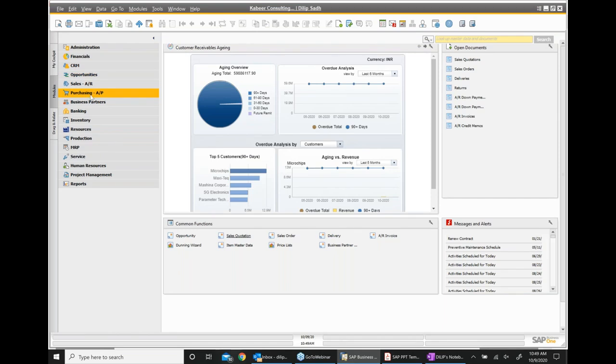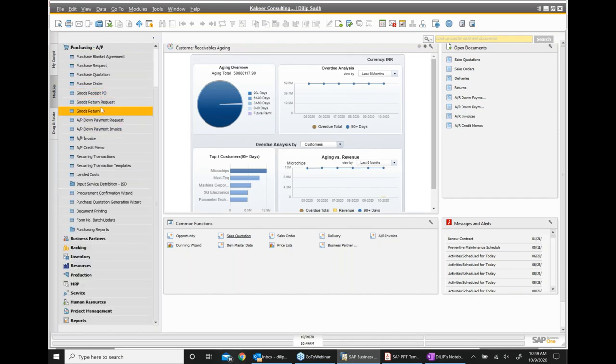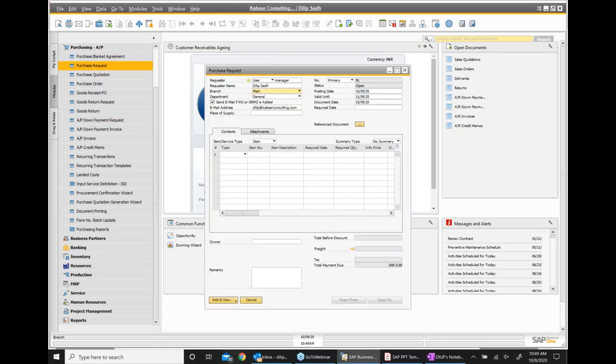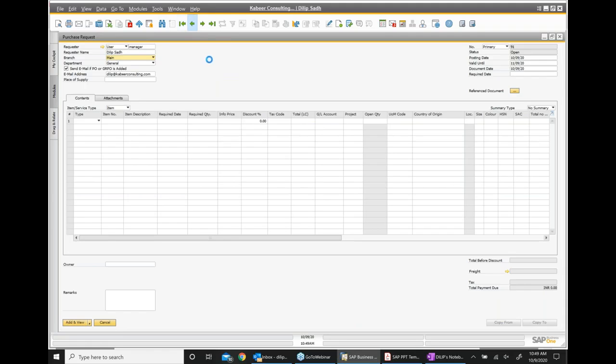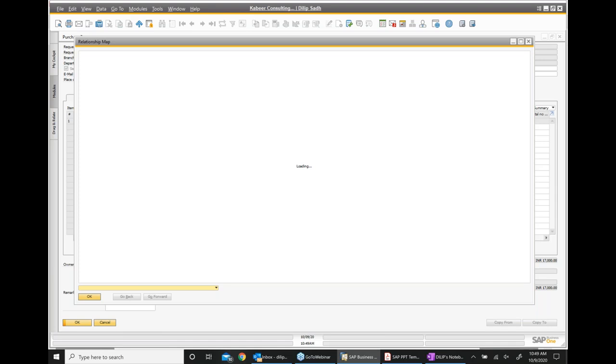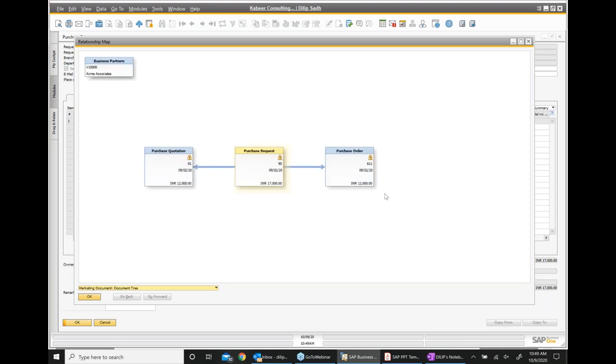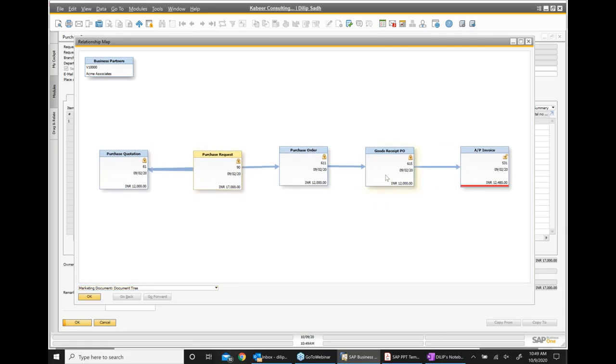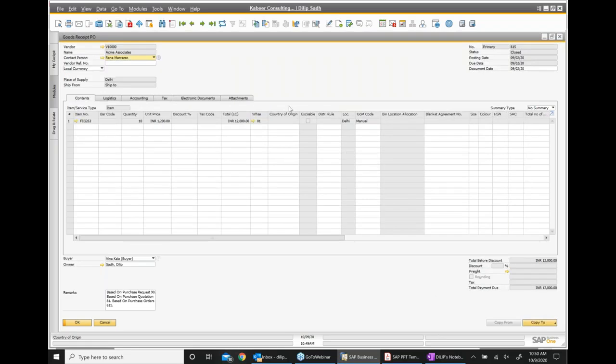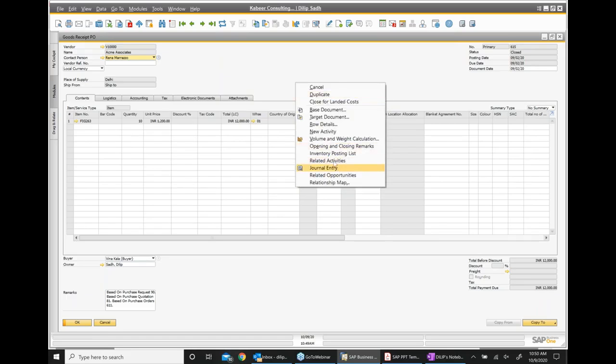So if I go back, for example, to some purchase transaction we did, and if I go to the receipt here, there is a goods receipt. If you look carefully, there is a journal entry. See, that is the journal entry. So finance is getting updated automatically.